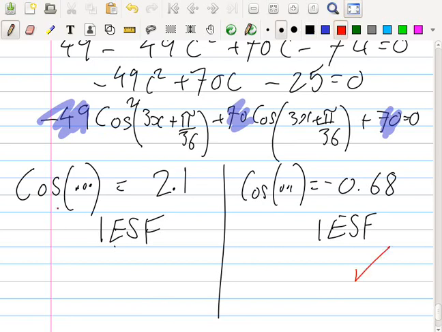But the moment you type in cos inverse 2.1, you'll get an error on your calculator. This is because cosine can never become more than 1 or less than minus 1. So although we get two answers here, this one I have to reject because it does not provide us with a path we can follow.